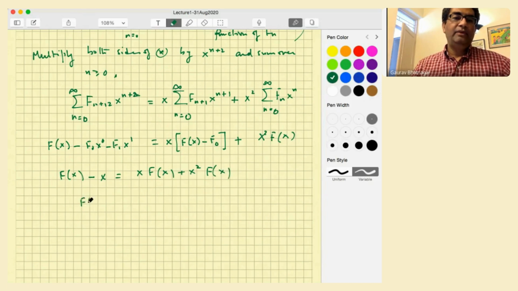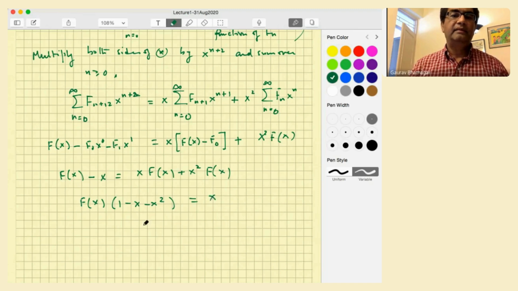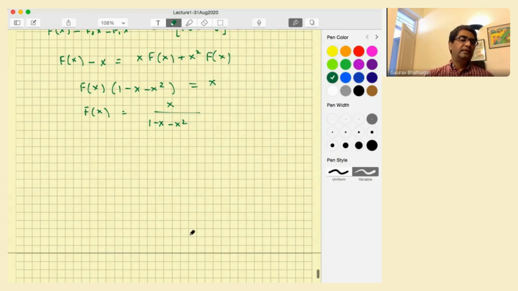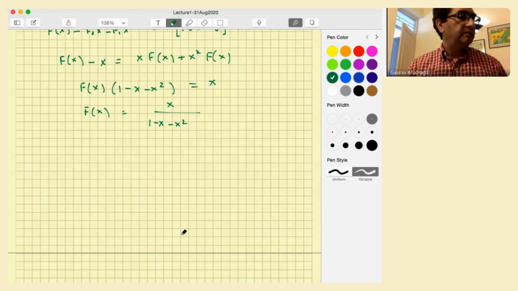And this will give you f of x times 1 minus x minus x squared is equal to x. So f of x equals x over 1 minus x minus x squared. How do you do this? We just use the formula. Okay.